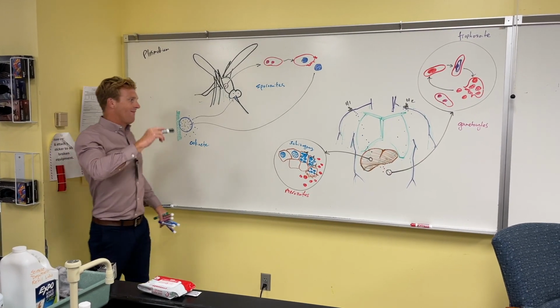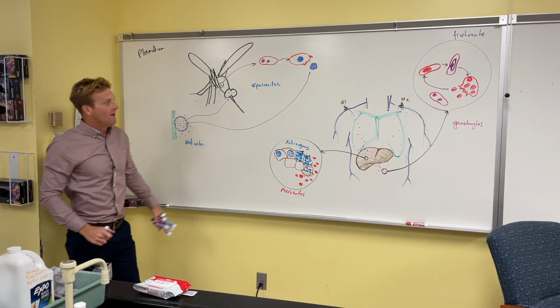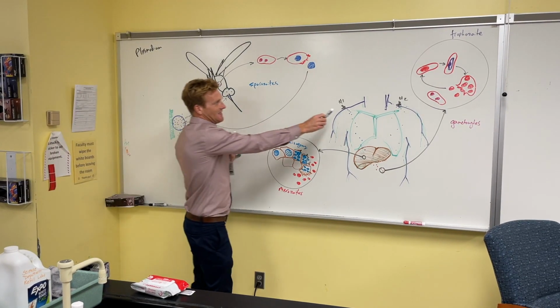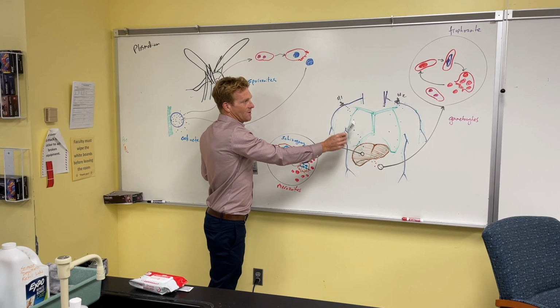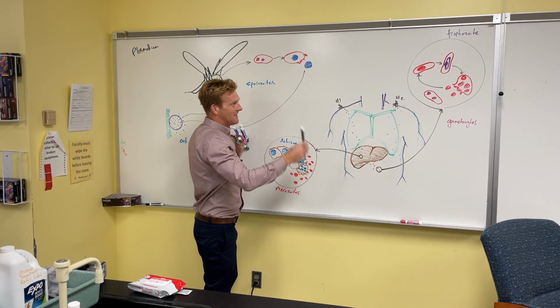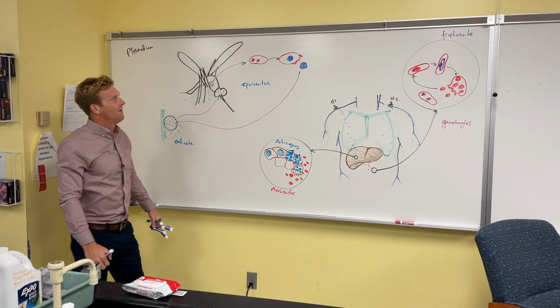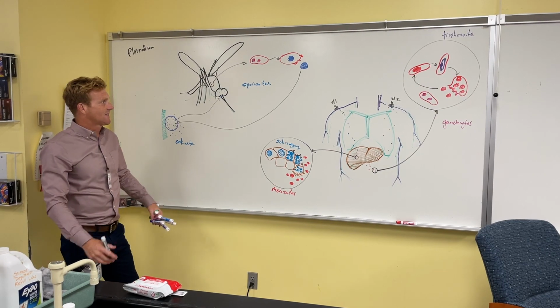Now we talked a little bit about vaccines. I'm not going to go over that completely. The current vaccine attacks the sporozoite phase that enters into the liver, so it tries to prevent that from happening. Other vaccines have targeted different parts of the life cycle with different degrees of success.